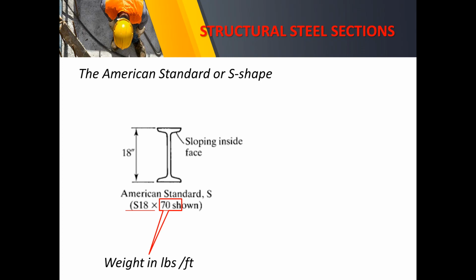So more details on the dimensions can be found in the Structural Steel Handbook provided by ASTM. By the way, S-shape is also known as I-beam, or it was previously called I-beam because of the shape.